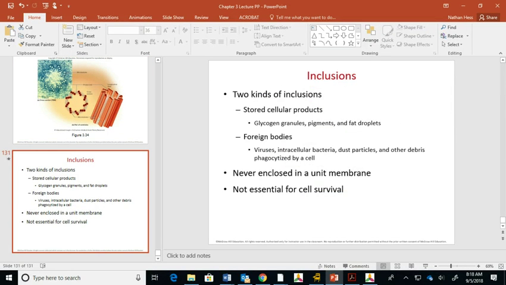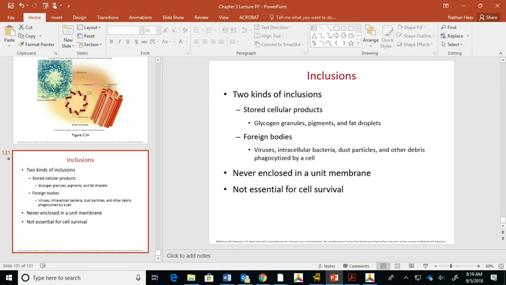Last but not least, the actual literal last slide on this PowerPoint is talking about inclusions. If I'm including somebody, what does that mean? You're bringing them in. Hey, no, come on, join our group. You're cool enough. Come hang with us, right? That is basically what an inclusion is. It is not an actual part of the cell. It's just something that has somehow found its way inside. Maybe the cell needs it for something, but it's not essential. We don't have to have it. It's like 95% of the stuff in our houses. We don't really need it, but it's nice to have there. It makes the wall look pretty.